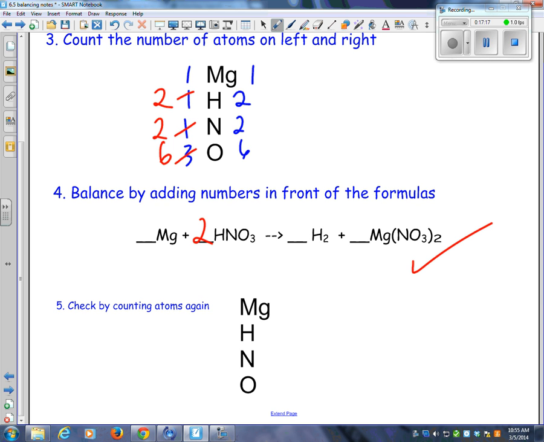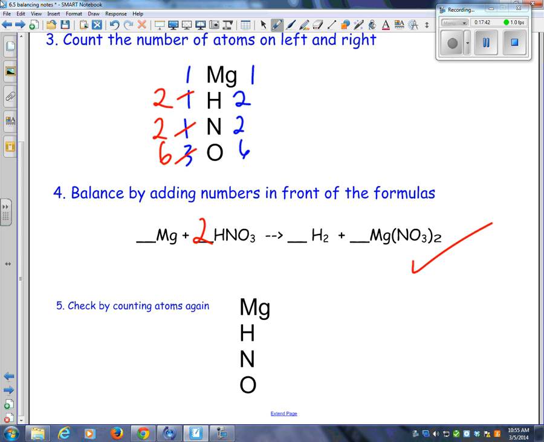Balanced. How did I know to start with hydrogen? I knew that if I started with the magnesium over here, if I put a number there, it's going to change this one, right? Did I want more of this stuff over here? I don't want more of the NO3s. I got too much as it is, right? So always try to make smaller ones bigger, as opposed to making bigger ones smaller. Always go from small to big.